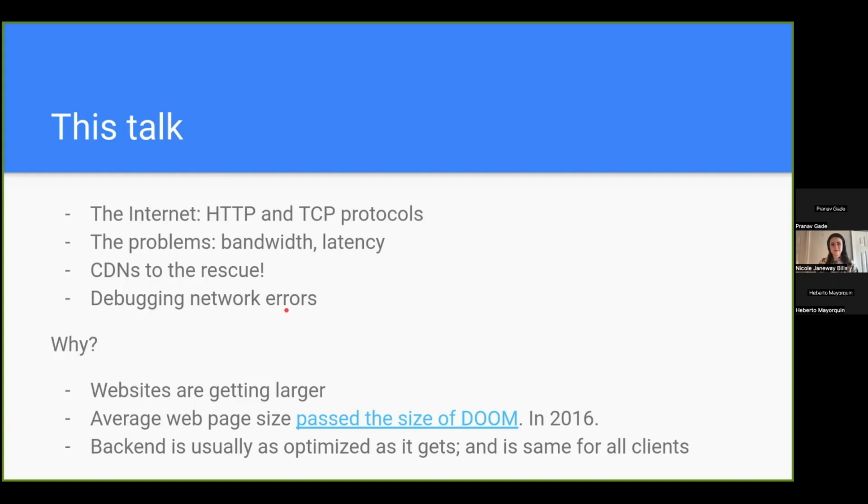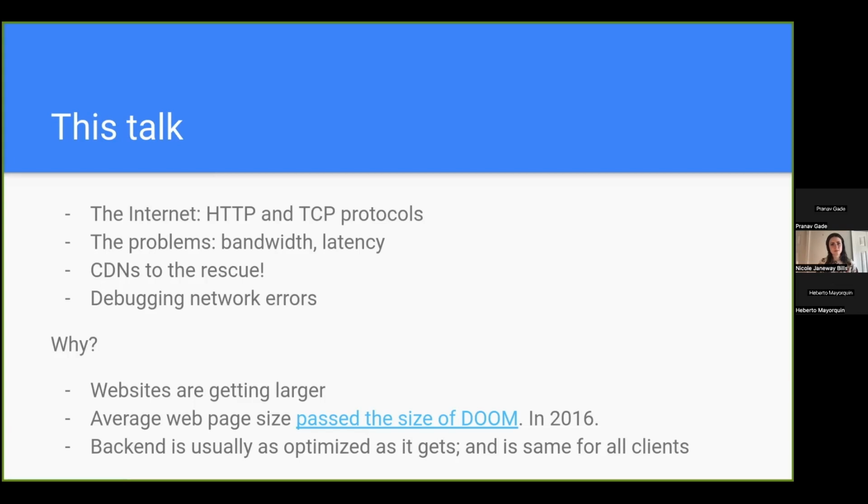Anyways, so why are we interested in bandwidth, latency, and speed in general? Because websites are getting larger, and the average web page size among the top 1 million websites, something past the size of Doom. And this was back in 2016. So web pages are getting larger every day, and we just need to get it to the end user quicker. So we'd like to optimize this.